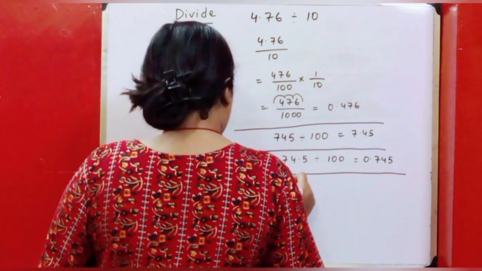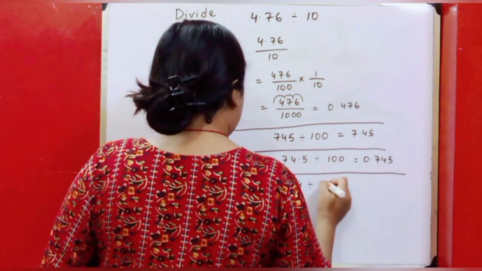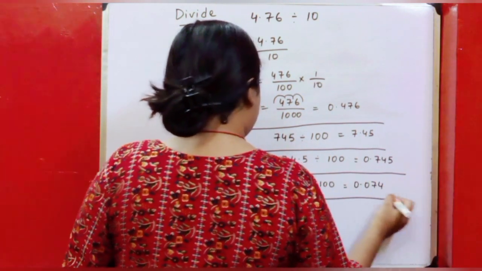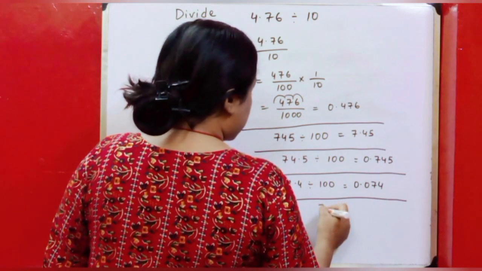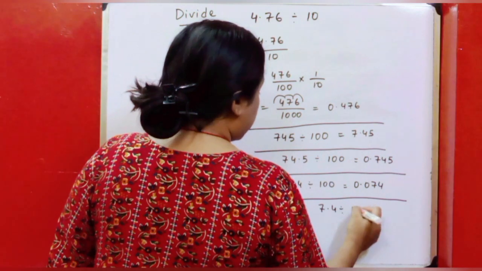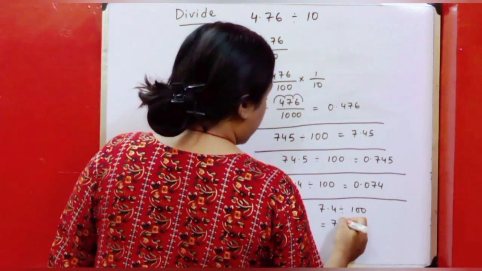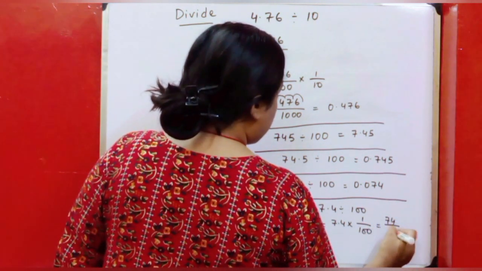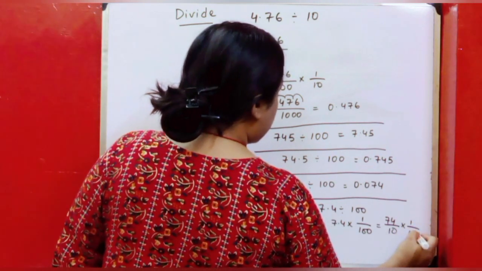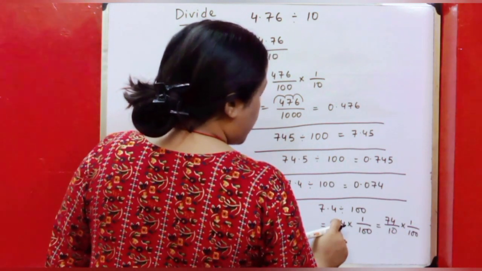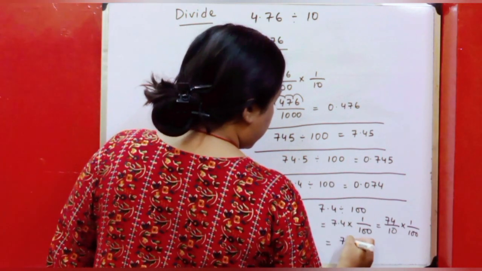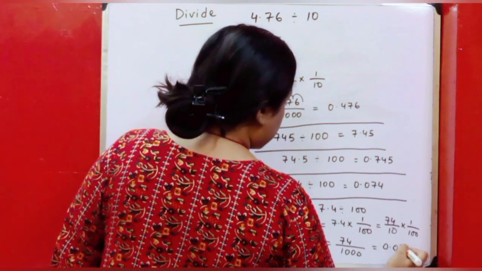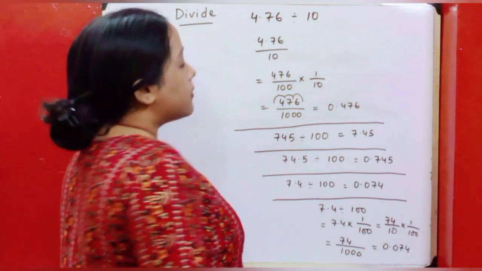Now 7.4 divided by 100, 0.074. I can do this orally. If you can't, let me know in the comment section below. 7.4 divided by 100. So 7.4 multiplied by 1 by 100. So 7.4 by 10 multiplied by 1 by 100. Why 10? Because here is one digit after decimal. So 7.4 by 1000. So 0.074. I hope you understood these things.